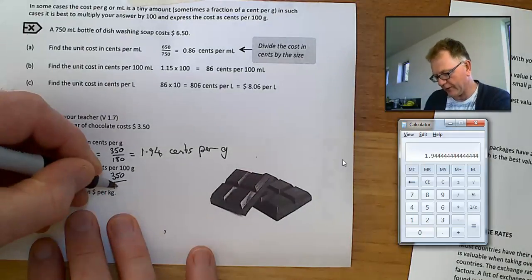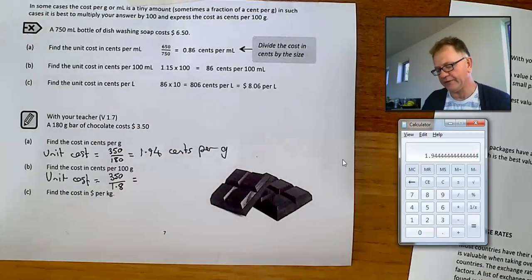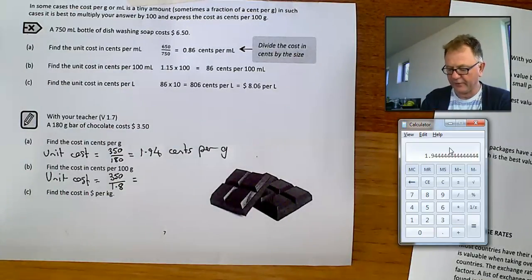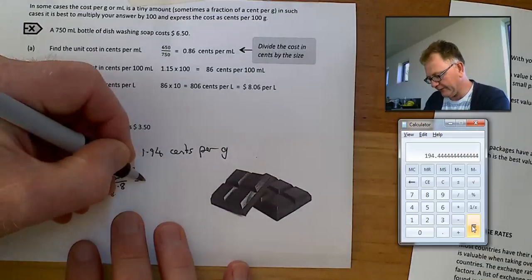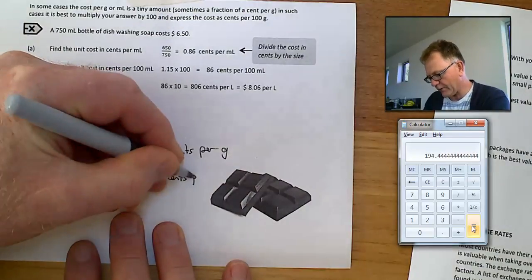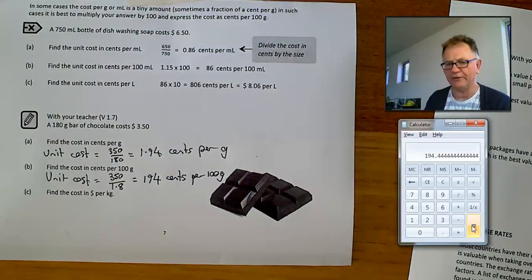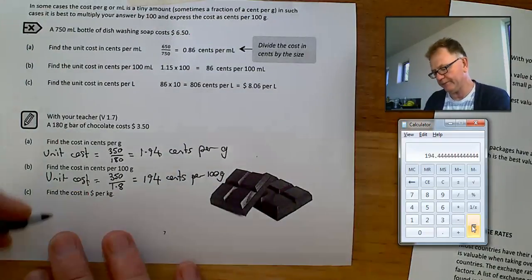One whole 100, 0.8 of another 100. So we've got 1.8 hundred, if you like. The cost in cents per 100 grams is going to be 350 divided by 1.8. It will be 194 cents per 100 grams.